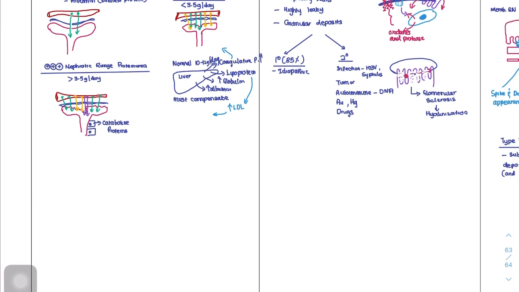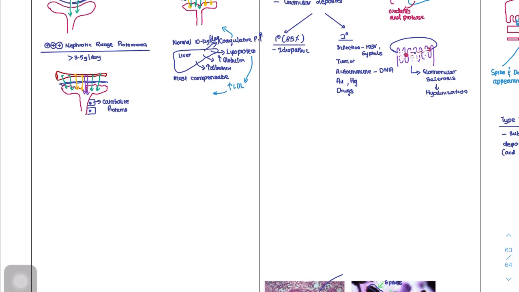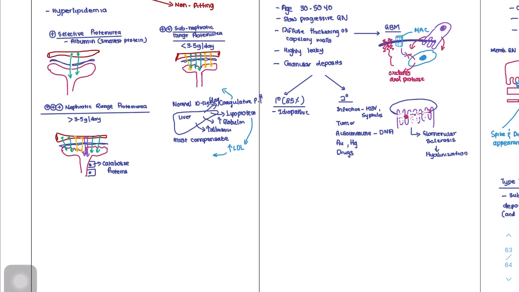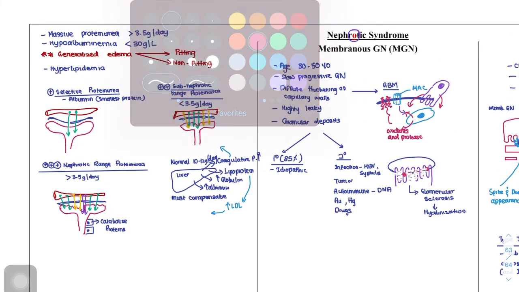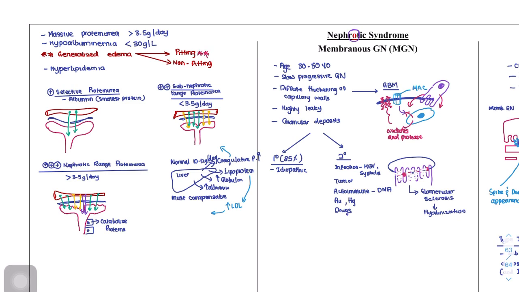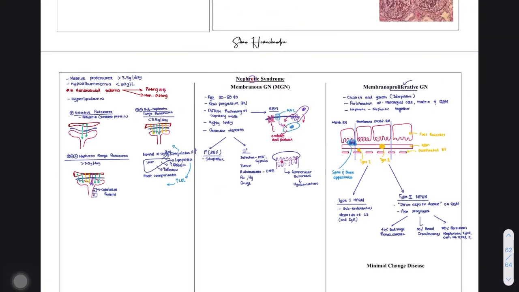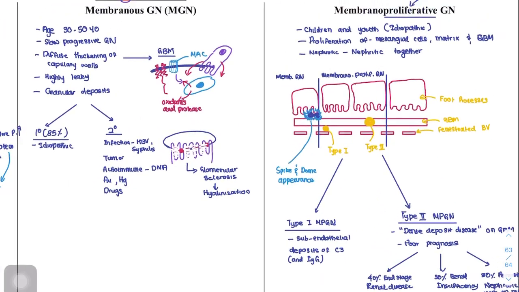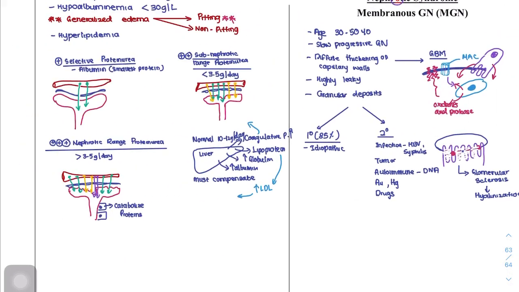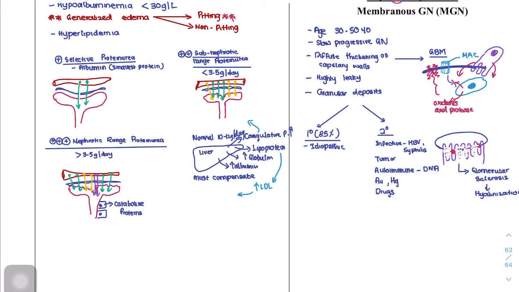And I talked about the liver compensation. And the main thing is there's going to be pitting edema. Do you understand the flow? This region is about the damage to the membrane. This is about what happens afterwards.